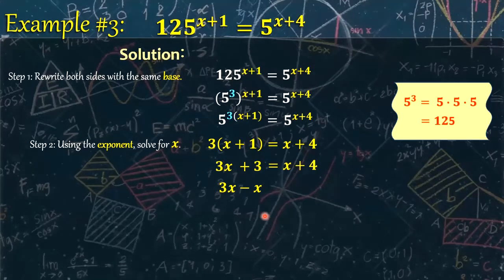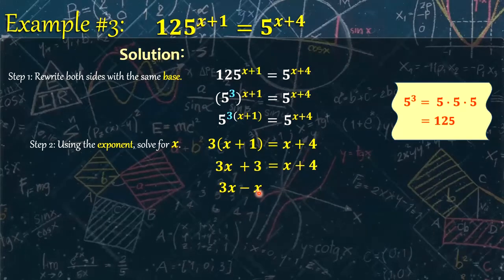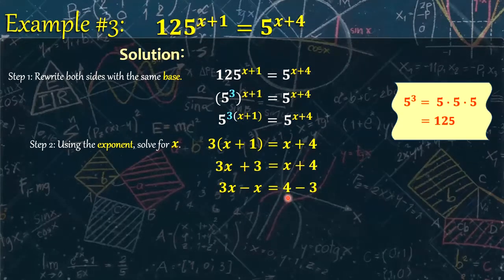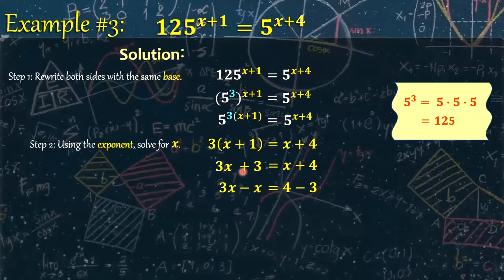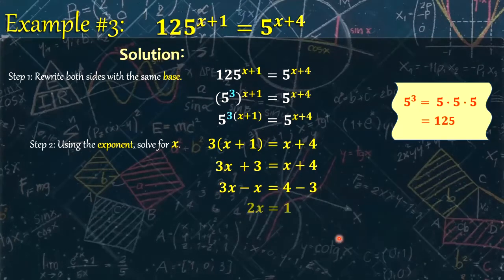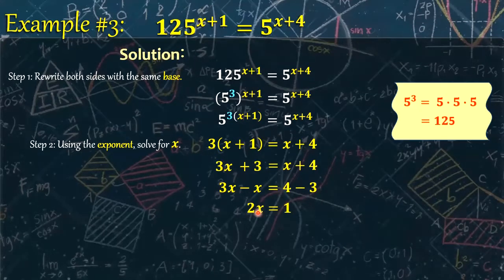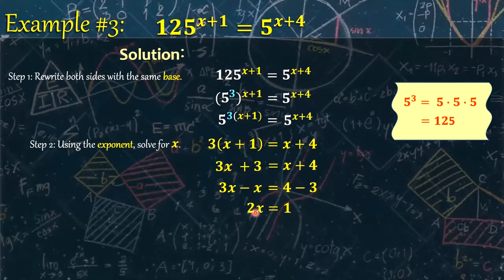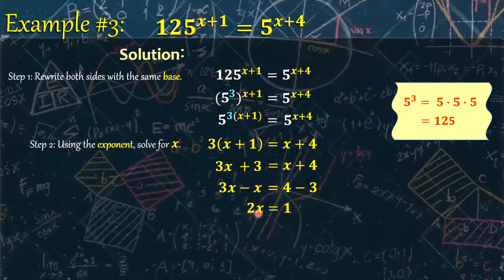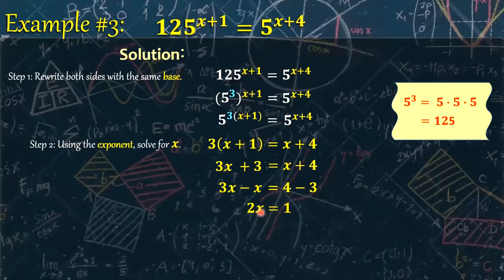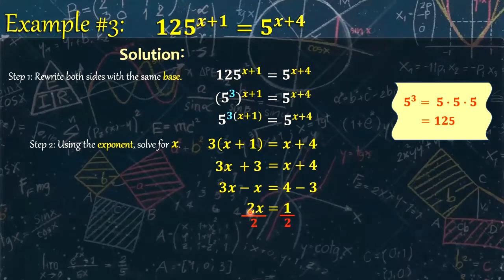That's why we have 3x minus x equals 4 minus 3. So the sign changed, from positive 3 to negative 3. Simplify, we have 2x equals 4 minus 3 is 1. Now, since we have the coefficient for our variable x, we need to isolate x by dividing both sides by positive 2.